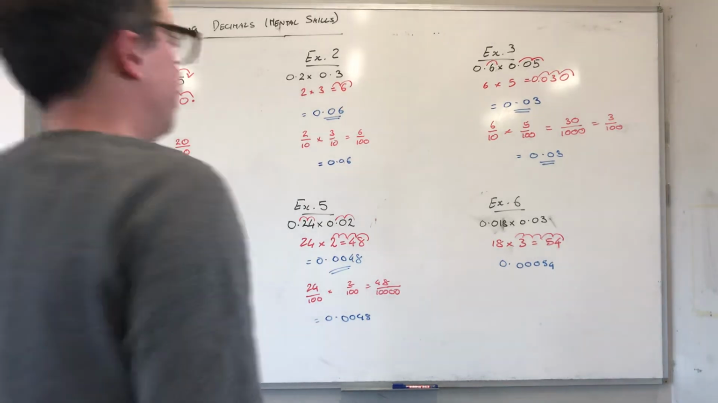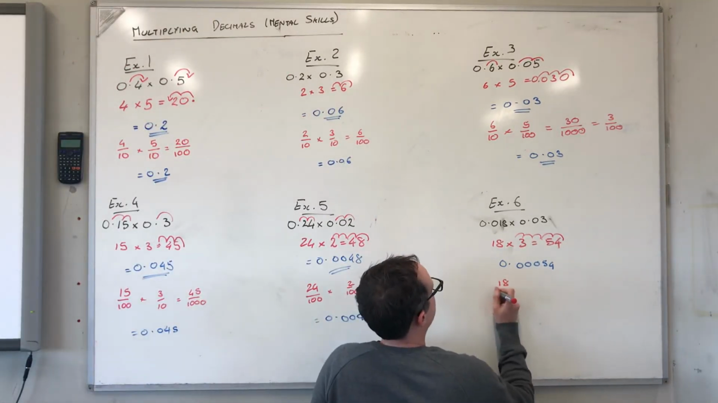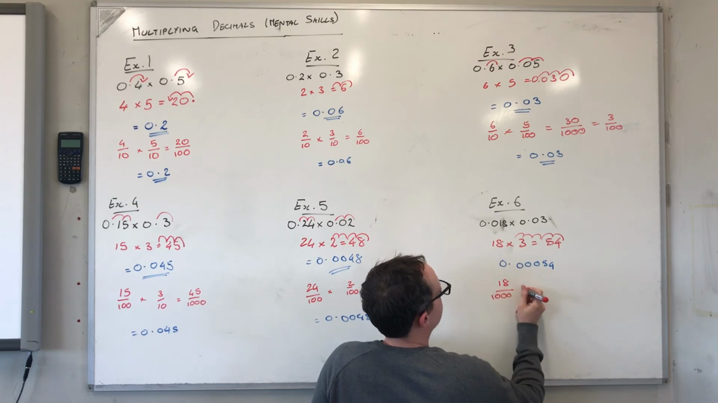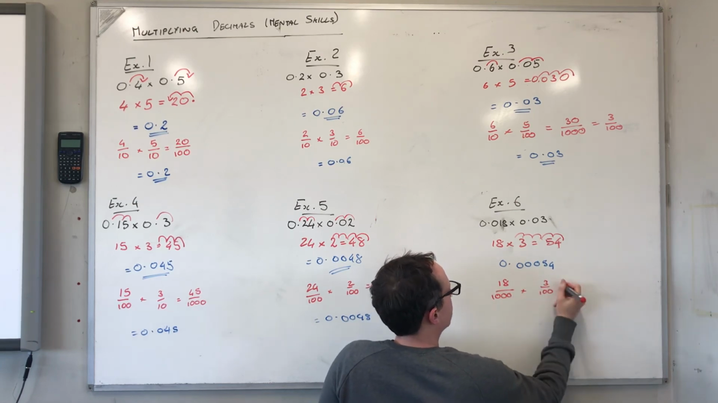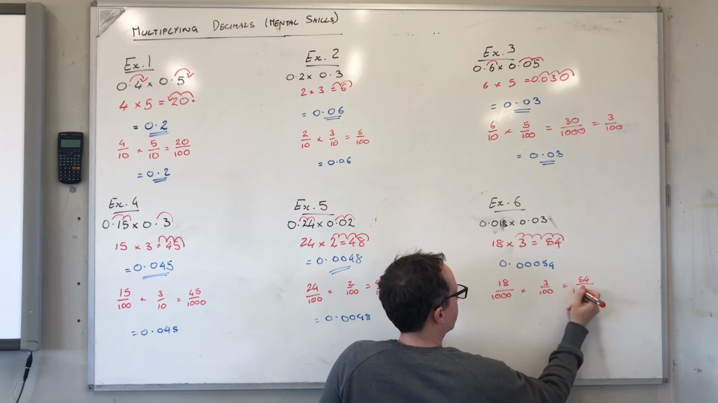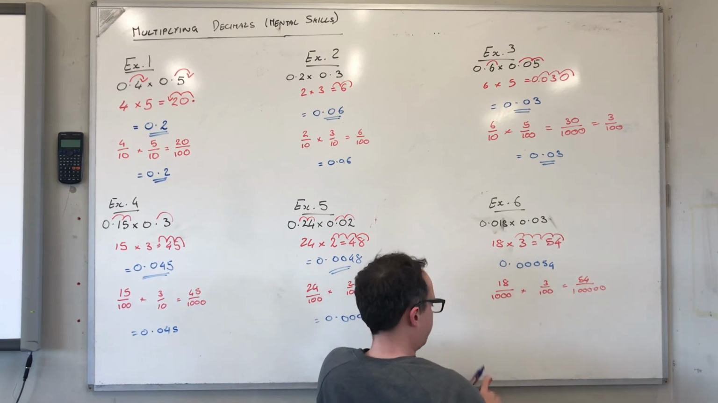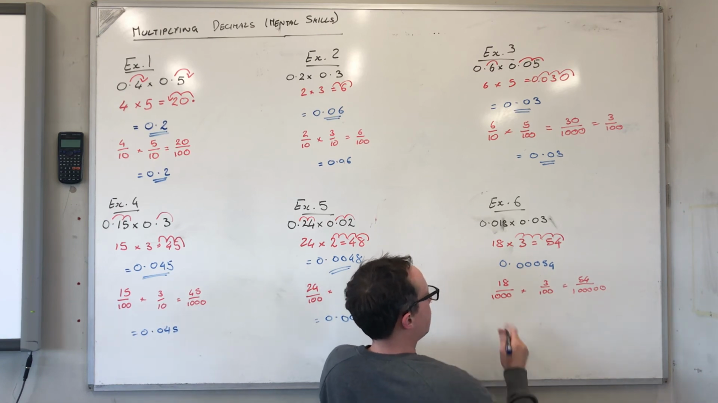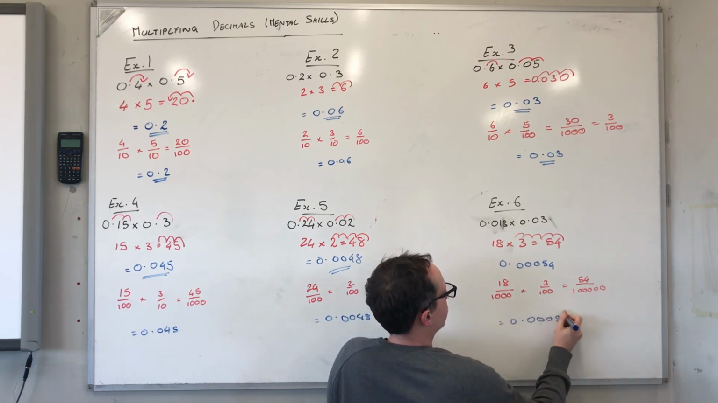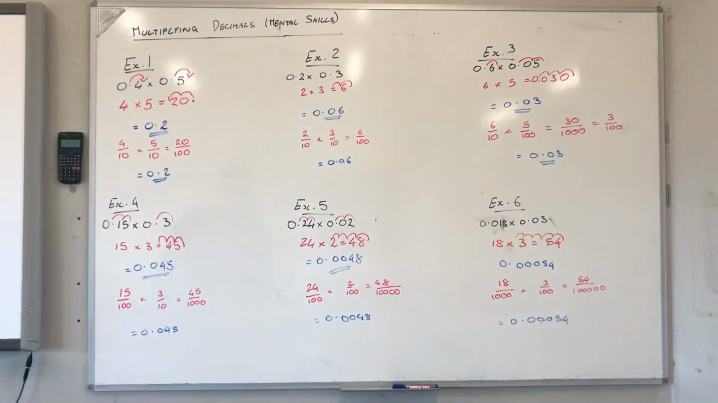And lastly, 18 thousandths times 3 hundredths gives me 54 hundred thousandths, which is 0.00054. Okay, so this is really tricky, but don't worry, we'll get there eventually. But it is just your times tables and then just recognizing where the decimal point goes. Okay, so that's multiplying decimals mentally.